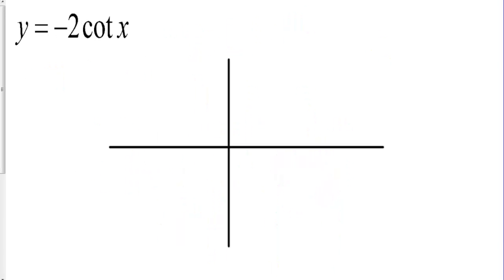Y equals -2 cotangent of x. Well, cotangent is cosine over sine, so we're going to graph sine. And the amplitude is up to 2, and we're going to reflect over the x-axis. 1, 2, 3, 4. Here's 2 pi. 1, 2, 3, 4. There's -2 pi, and we're up to 2 and down to -2.